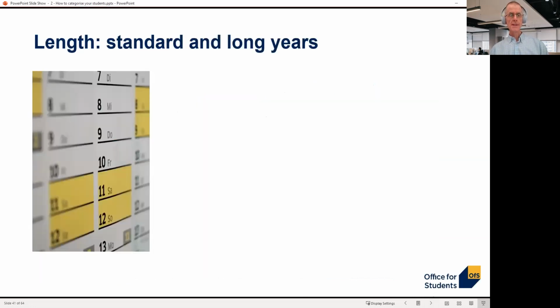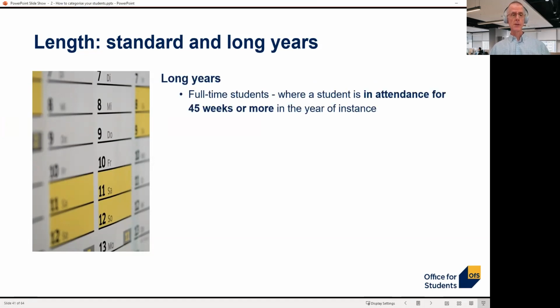So this is recorded because the distinction is made because it can feed into an element of teaching funding for either accelerated full-time undergraduate provision or intensive postgraduate provision, for which different funding rules might apply. It's best to look, first of all, at what is a long year, because everything that's not a long year is a standard year. So let's have a look at this.